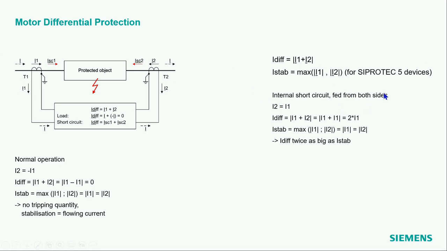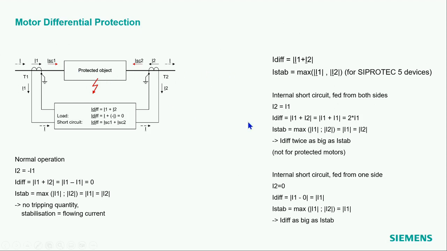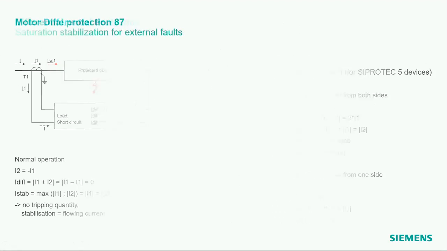This comes from the calculation of the stabilizing current, as you can see here. This does not apply for motor protection because we don't have an infeed from the star point side into the motor, so we don't see that here. What we see for an internal short circuit is that the side current here is zero, and then the differential current is identical to the stabilizing current. Okay.